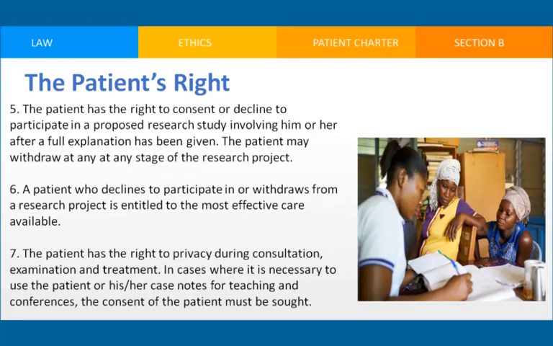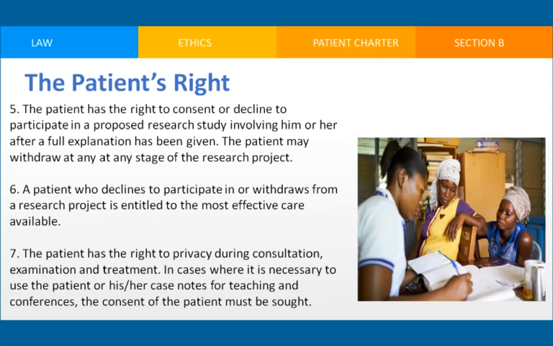The next one, number five, the patient has the right to consent or decline to participate in a proposed research study involving him or her after a full explanation has been given. The patient may withdraw at any stage of the research project. A patient who declines to participate in or withdraws from a research project is entitled to the most effective care available. Now, I decided to talk about five and six together because they are linked.